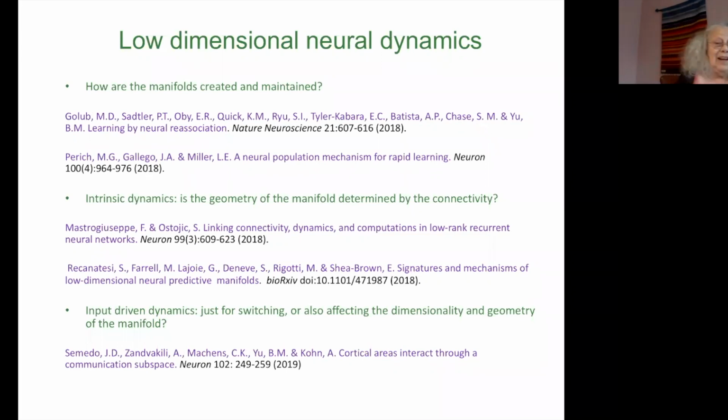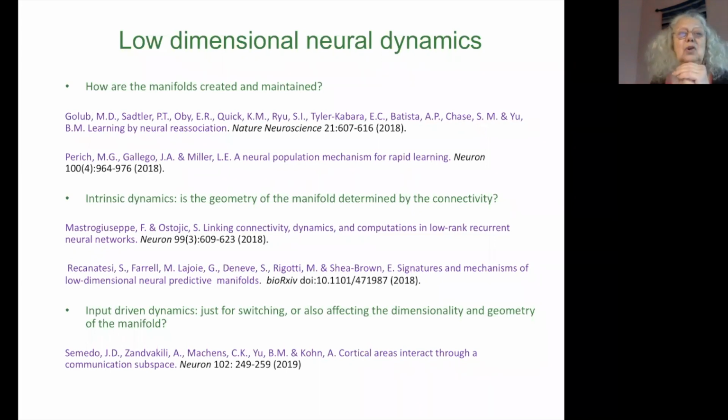And then, of course, the dynamics in the brain are never purely intrinsic. Every area of the brain is constantly being bombarded by inputs. And then the question that we ask is, what is the role of these input-driven dynamics? Do they affect the dimensionality and the geometry of the manifold? Or is it just that there is a manifold associated with each task, and the drive provided by the inputs is just used for switching among different manifolds?